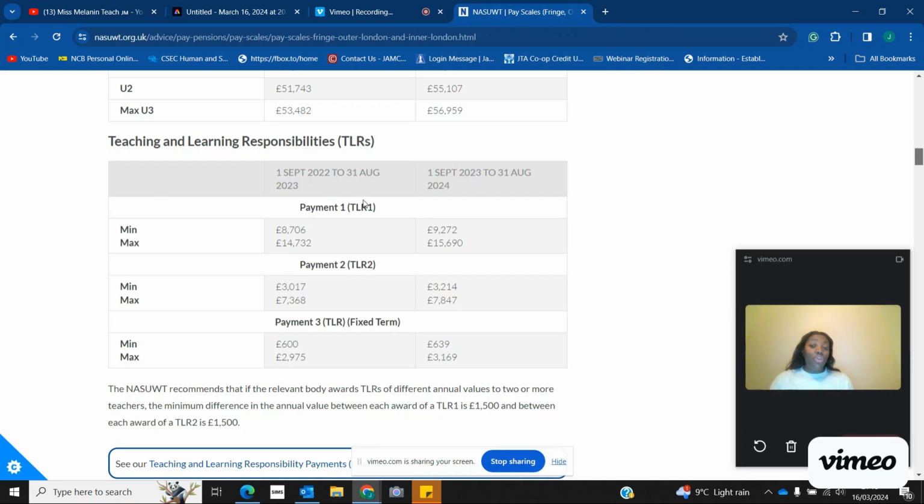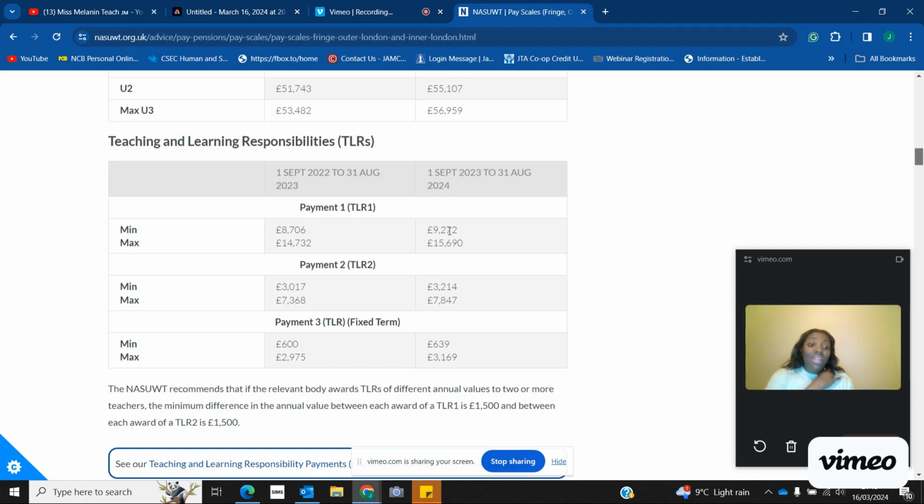So say, for instance, you're on TLR 1, 2, or 3. So TLR 3 is normally the lowest one, and it's normally for a fixed term, meaning that it's for just a set amount of time, and then you have to reapply or requalify for that. So normally, if you're going for a club position, they'd give you a TLR for fixed term, and that would be TLR 3. The minimum is 639. That's annually. So you can guess how much that adds to your salary a month. And the maximum is 3,169. And in most cases, unfortunately, most schools tend to go to the lowest region.